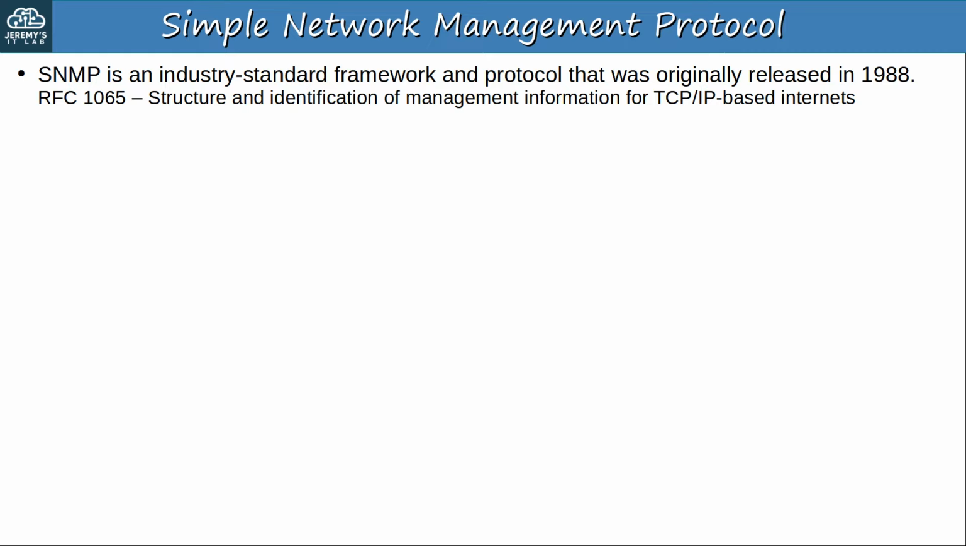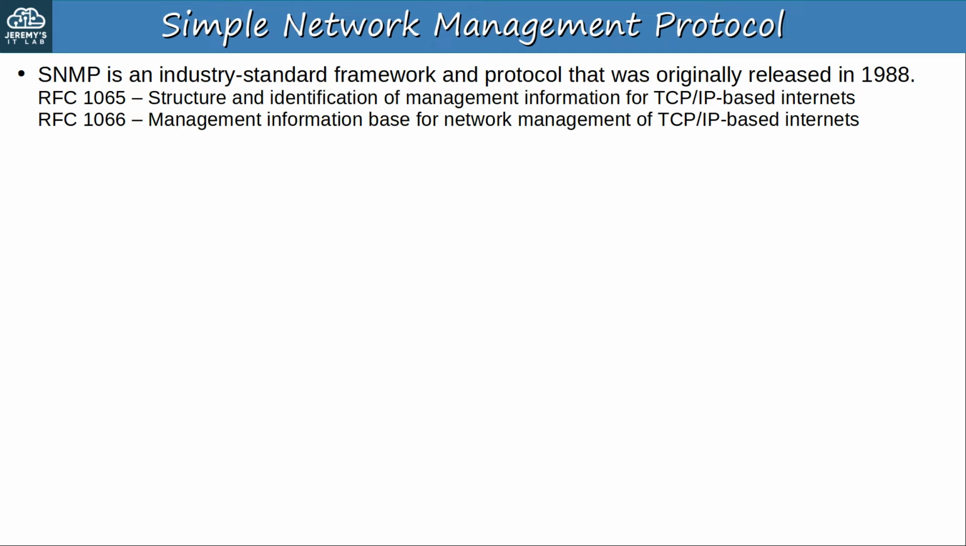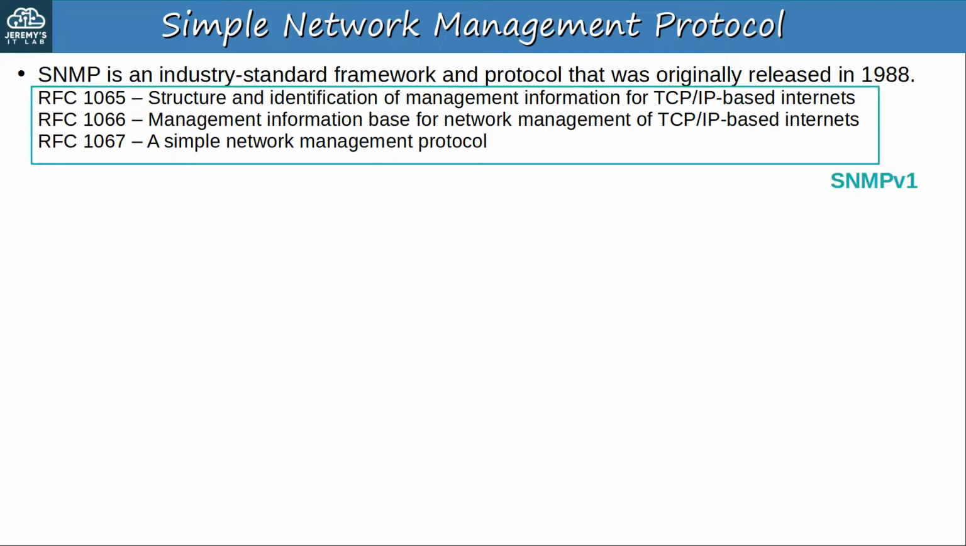The first RFC was RFC 1065, Structure and Identification of Management Information for TCP/IP-based Internets. I think I mentioned RFCs, requests for comments, at some point earlier in the course. These are how the IETF, Internet Engineering Task Force, defines standards for the Internet. The next RFC for SNMP was RFC 1066, Management Information Base for network management of TCP/IP-based internets. And one more, RFC 1067, a Simple Network Management Protocol. These 3 RFCs together make up SNMP version 1.